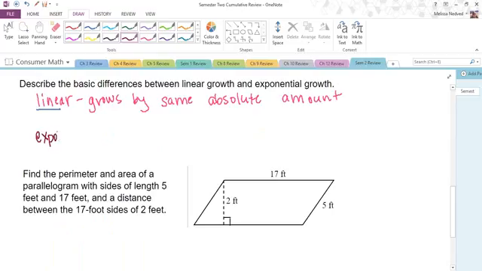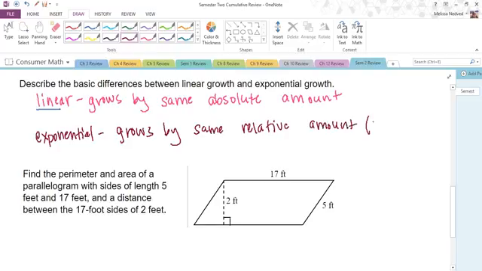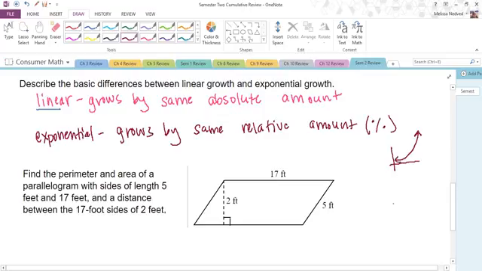Exponential, on the other hand, grows by the same relative amount. And that means percent. So my car might depreciate 30% each year. That would be an exponential decay. Or my model airplane might grow 10% each year. And remember, an exponential curve usually starts slow and then grows very quickly. Something like that is an example of an exponential curve.